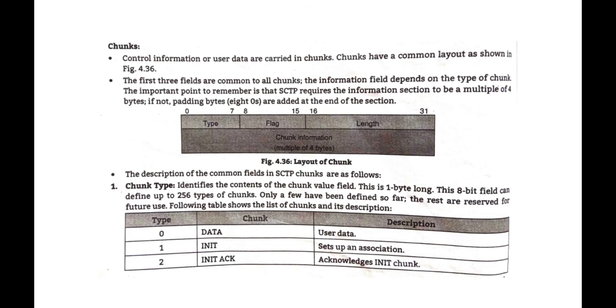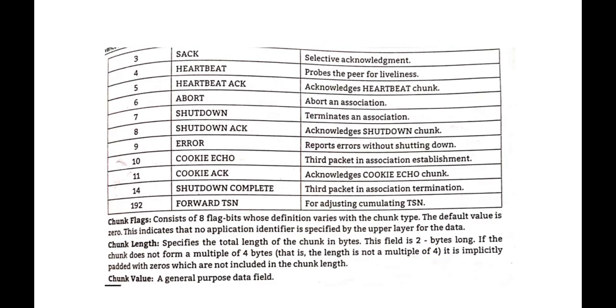Suppose we set the value 0, it means this is a data chunk, and it contains the user information. If the value is 1, it means it is the INIT chunk, and that can be used to set up the association. So different types of chunk can be identified according to their values, according to their type. The receiver or network identifies that this chunk is used for that particular purpose. Just like the SACK is used for selective acknowledgement, and its type is 3.